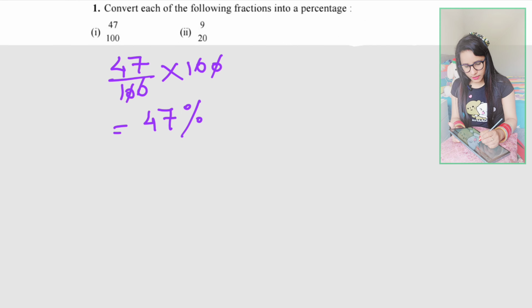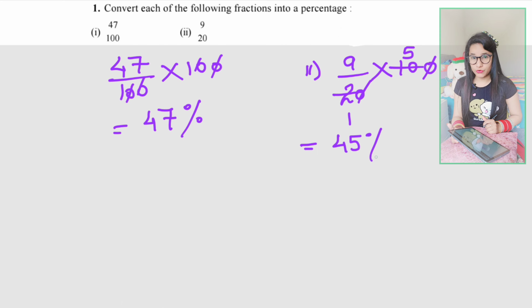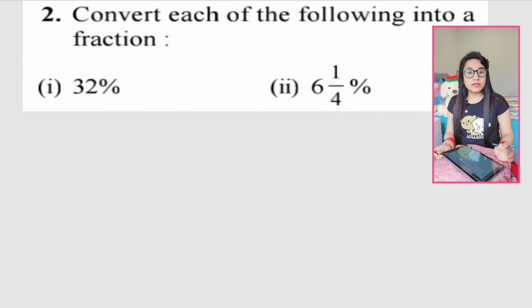Let's take the second one. Here we have 9 upon 20. Again we are going to multiply it by 100. So here 2 and 5 get cancelled out, and 9 into 5 is 45%. There you go, you got the answer, right? Let's move on to our next question.